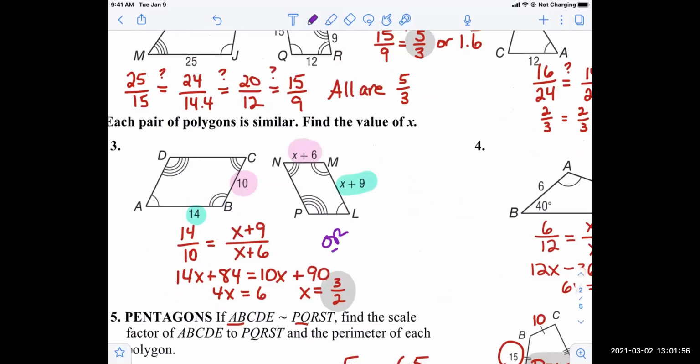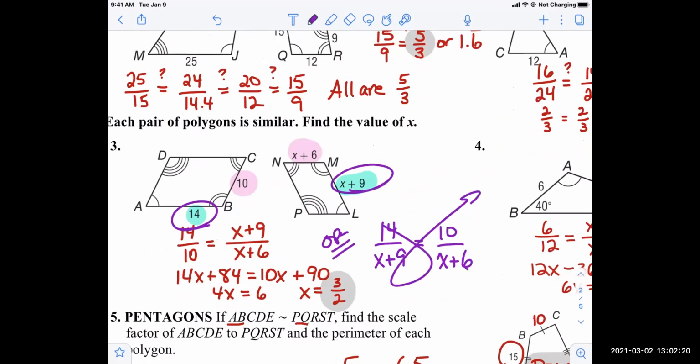Or what's another way that you could write that proportion? Give me a different way to compare 14. 14 to what? 10 over x plus 6. Again, you know that they're equivalent proportions because when you cross multiply, you would get the same thing. You can either say this one compared to the corresponding side in the other shape, and then this one compared to the corresponding side in the other shape, or you can compare the two sides in the one shape and then the other, the same order in the other shape. Okay, but you got to make sure that you pay attention to how the sides correspond.